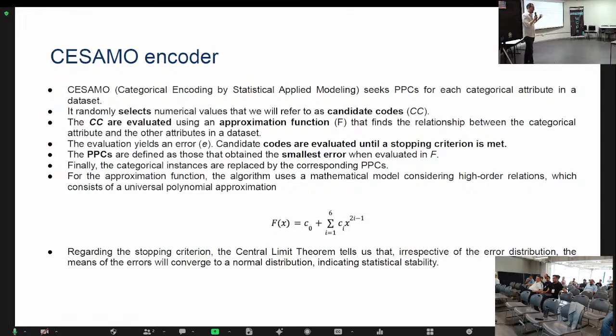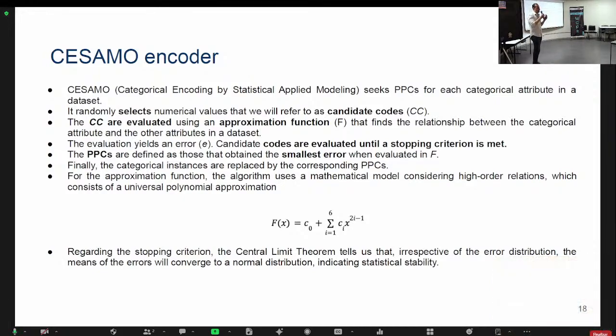So in summary, Sesamo got the best performance because this technique seeks pattern-preserving codes. As its name says, those are codes that preserve the underlying pattern in a data set. As we know, there is an unknown function that relates one categorical attribute with the other attributes. We don't know the form of this function, but what we can do is use an approximation function to try to find it, which obtains the minimum error with the pattern-preserving codes. Okay, thank you.